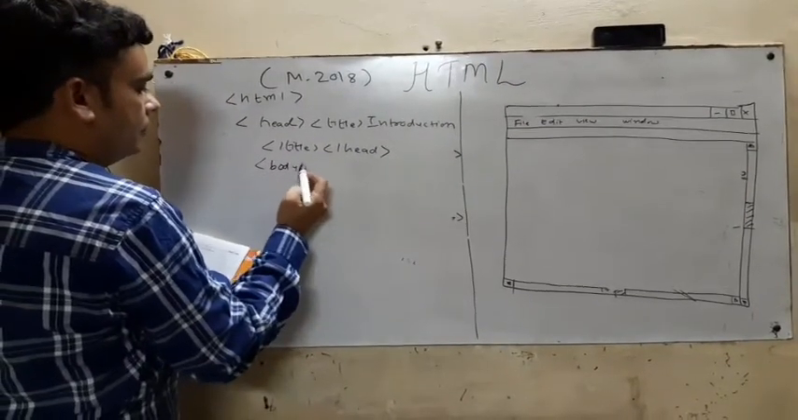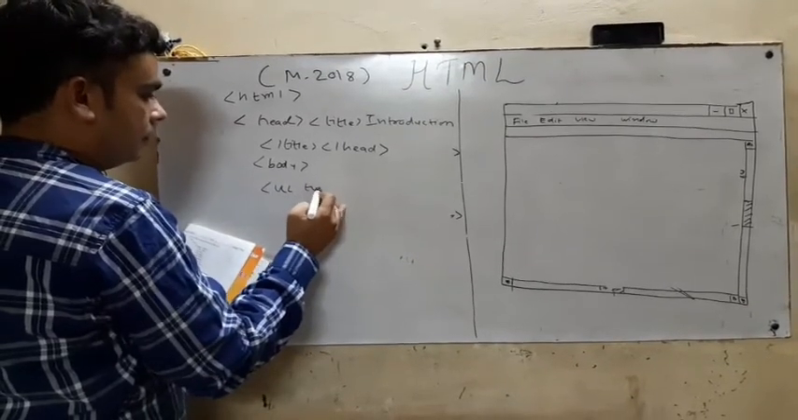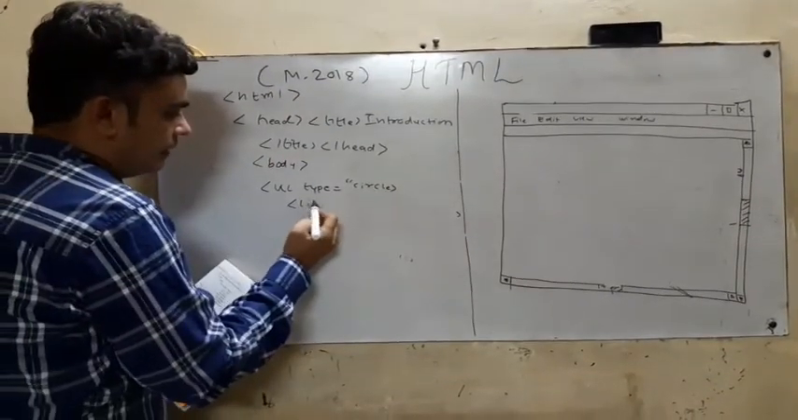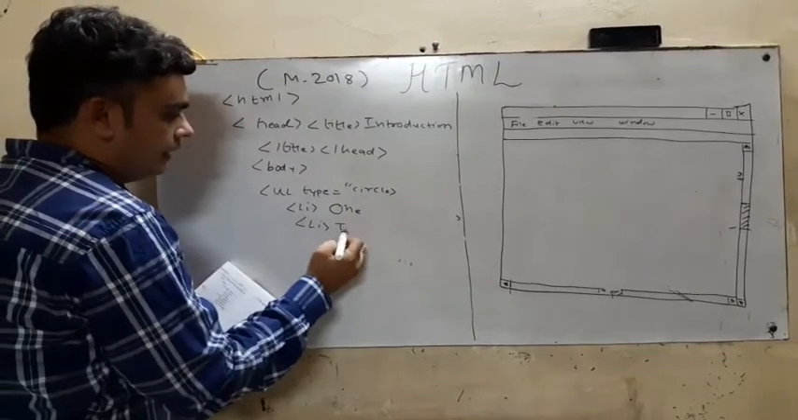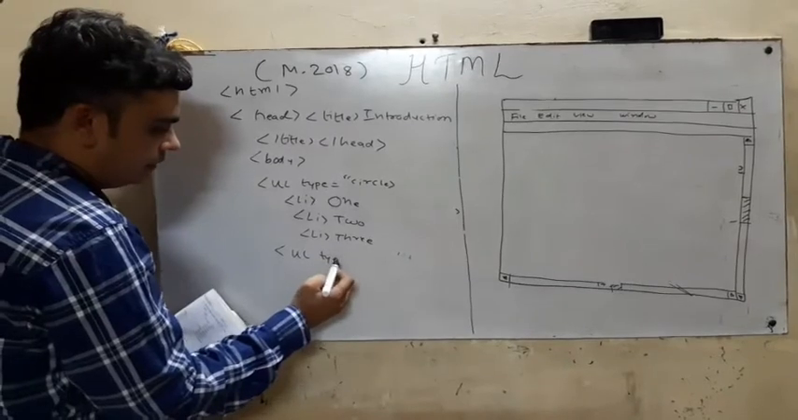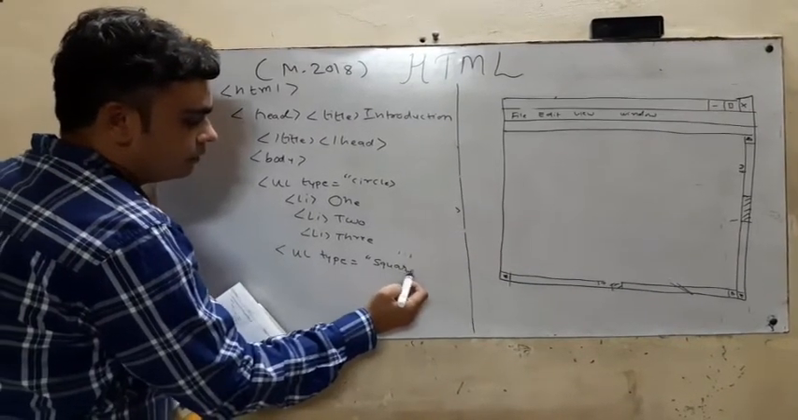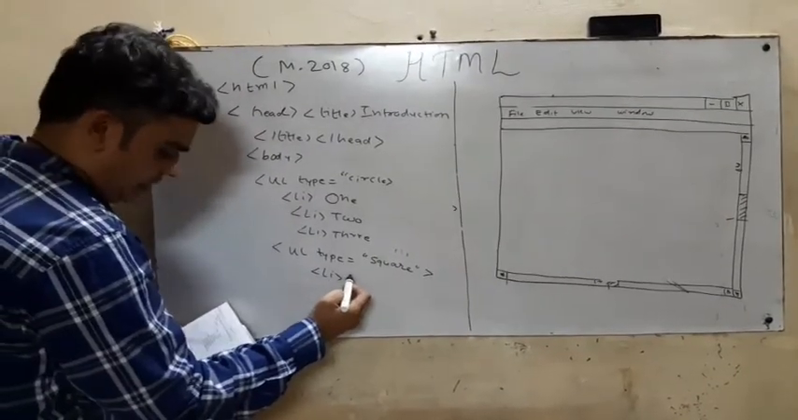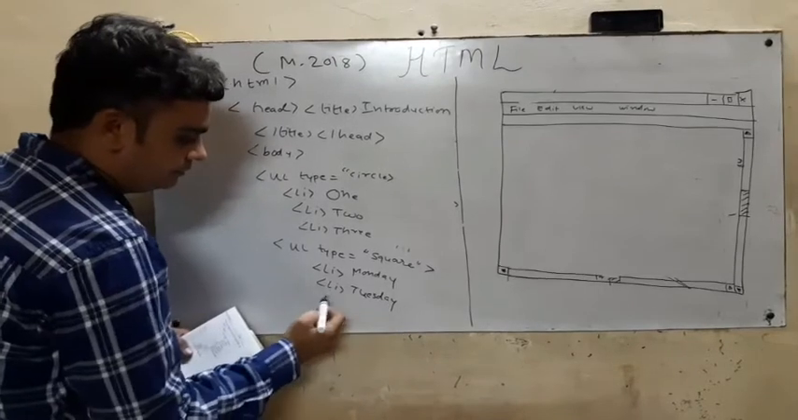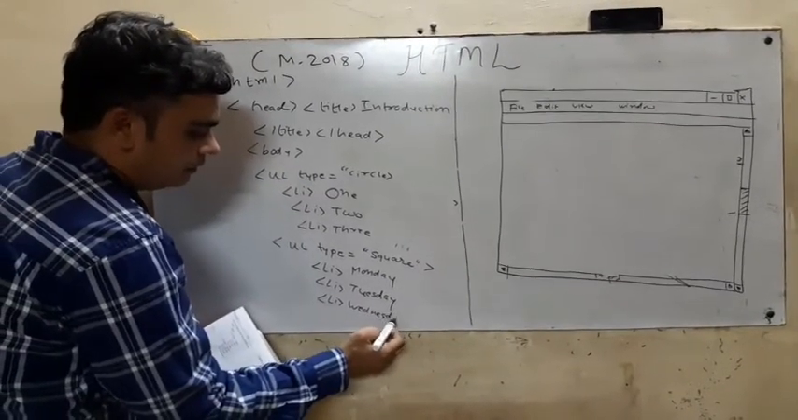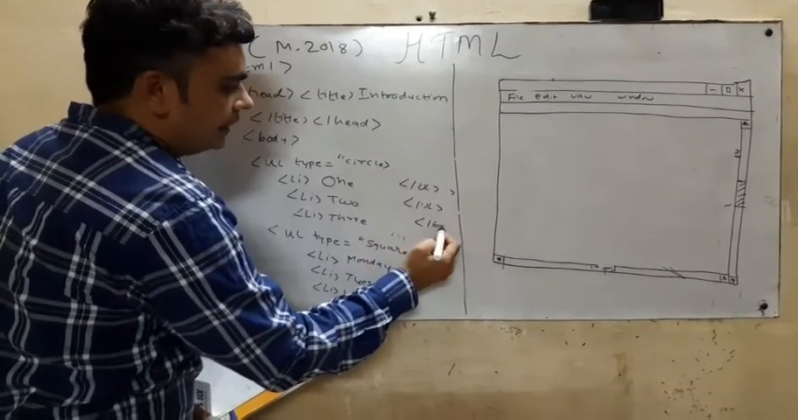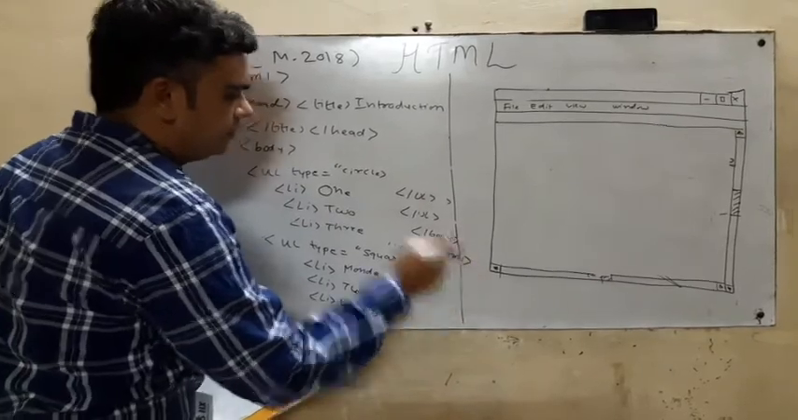Then body, then UL, type is equal to circle, then li 1, li 2, li 3, again UL, type is equal to square, li Monday, li Tuesday, li Wednesday, and then /ul, /body and /html. So this is the question.